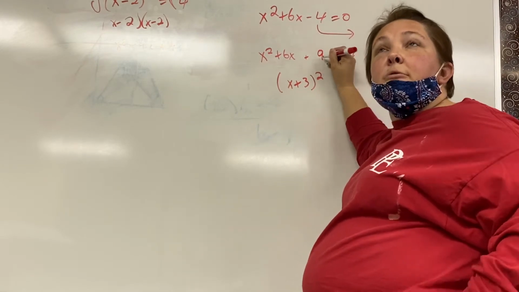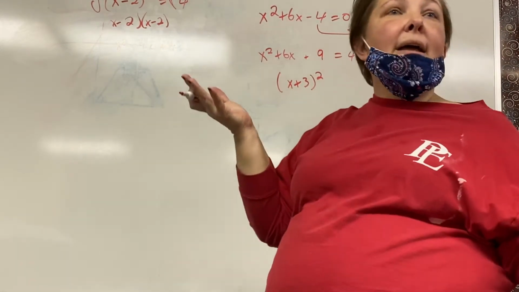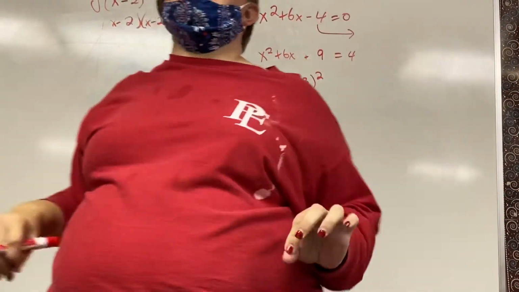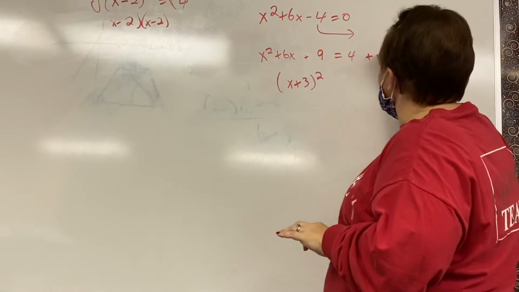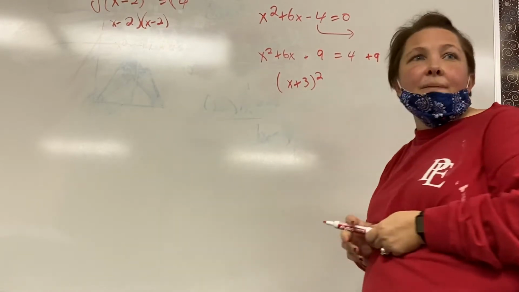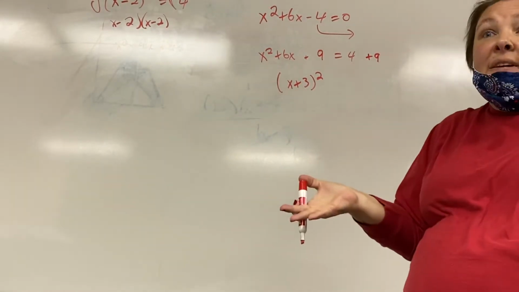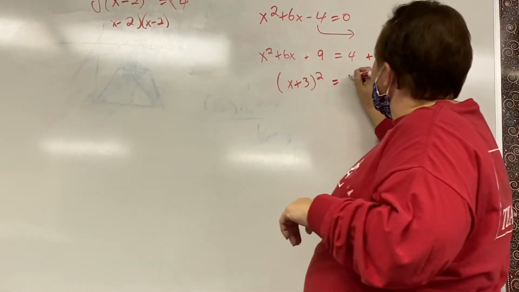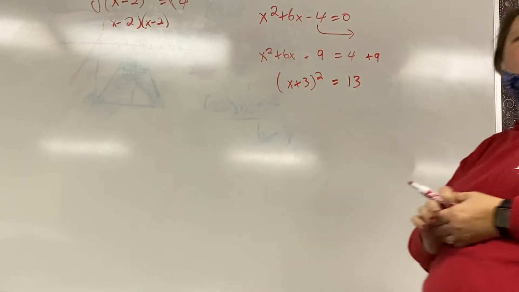Well, the rules for equations say I can add, subtract, multiply. I just have to be fair about both sides, right? So if I add 9 over here, I simply have to come over here and add 9 there. Then it's fair. I can add, multiply anything I want to. Okay, so then that equals 13.